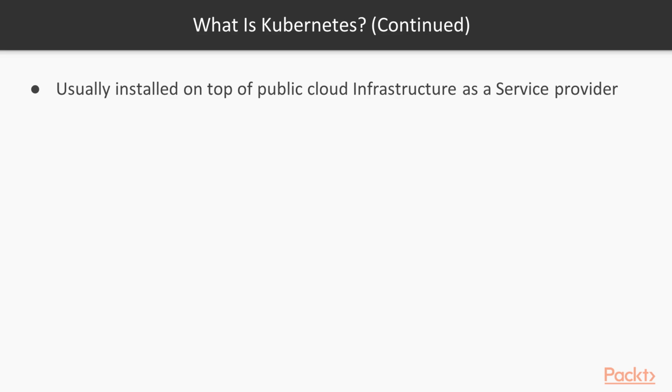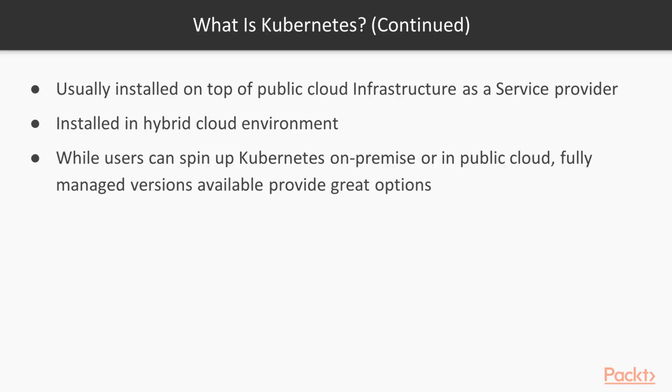It is usually installed on top of public cloud infrastructure service providers such as Azure. Kubernetes can also be installed in a hybrid cloud environment, with nodes of a cluster spread out across a private data center and also across Azure. While users can spin up Kubernetes on-premises or in the public cloud, the fully managed solutions and versions, such as those in Azure, provide really great options.